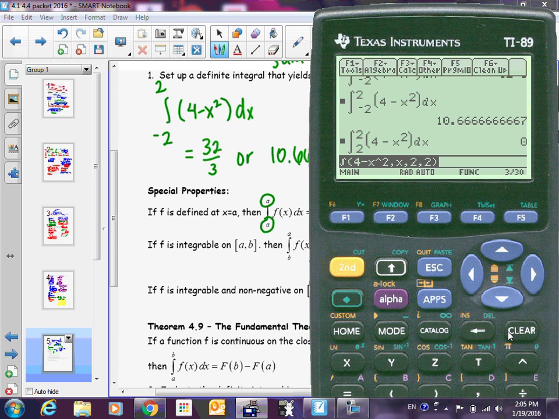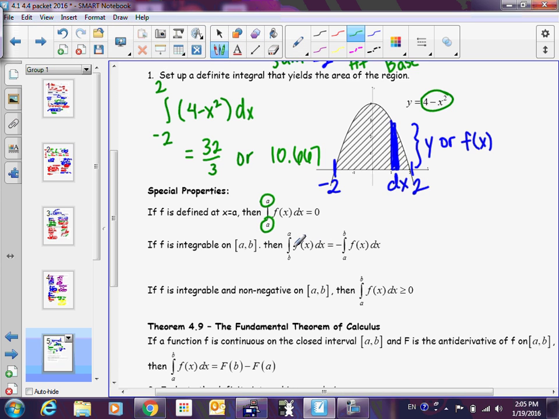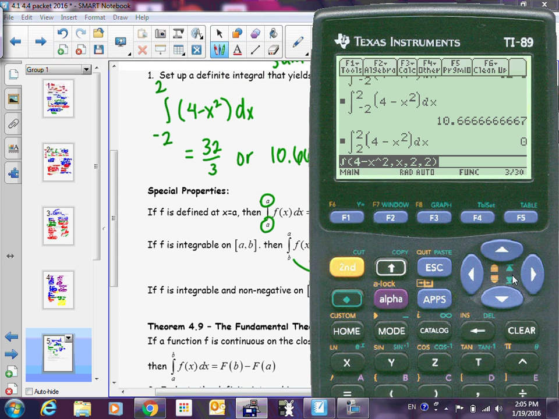Why do you think that is? Yeah, there's no change. So what's dx? 0. And there's no area. It really would just look like a true vertical line. Okay, the next property says that if you switch the upper and the lower, it should change your answer by multiplying it by a negative. So let's see how that holds up here. Let's do 2 comma negative 2.